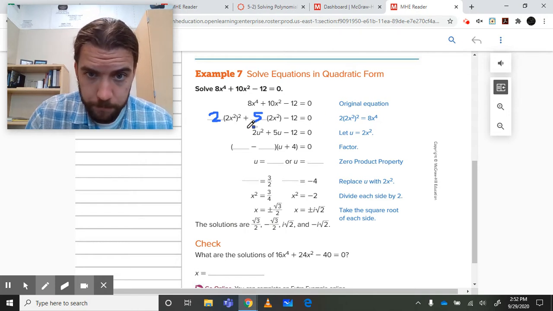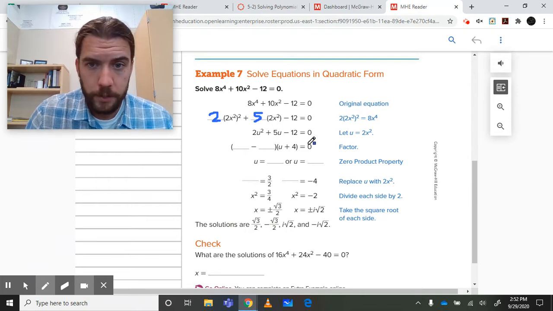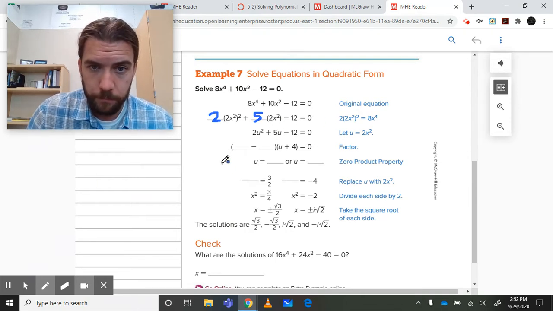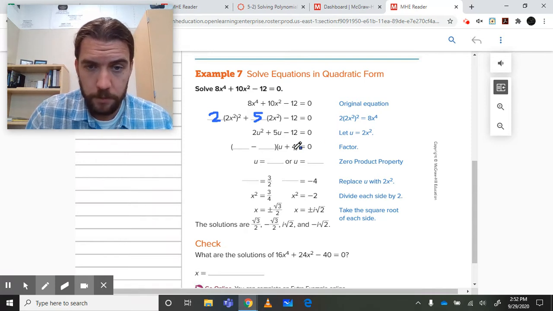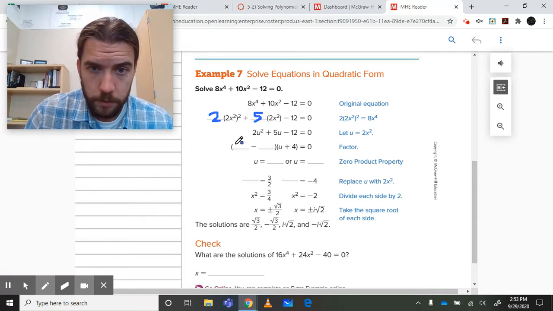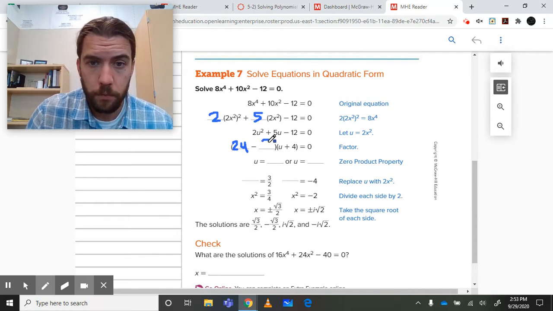However, I think on this one, if you do put all of that into your u term, if you also put that 2 in there, it will work out where we can factor it fairly easily. So what do we get when we do 2u squared plus 5u minus 12 equals 0? And we want to factor that. That is u plus 4 times 2u minus 3.